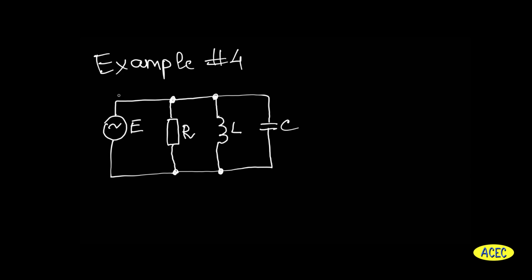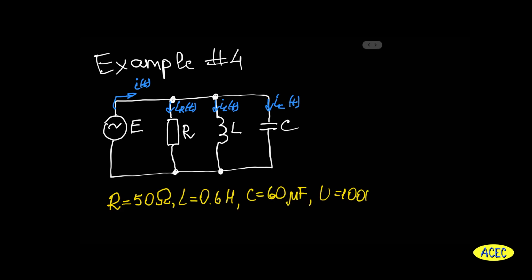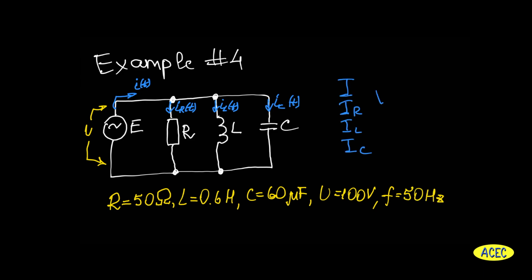So let's get started. As you can see, in this example we have four currents. The first current goes from the voltage source, the second current goes through the resistor branch, the third current goes through the inductor branch, and the last current goes through the capacitor branch. What do we know? All elements' values, RMS input voltage amplitude, and frequency of oscillations. And at first, let's find all currents.